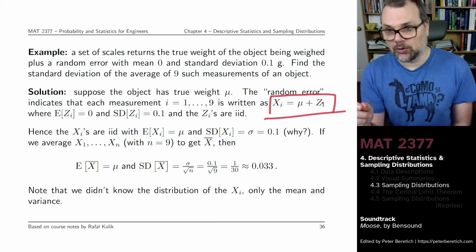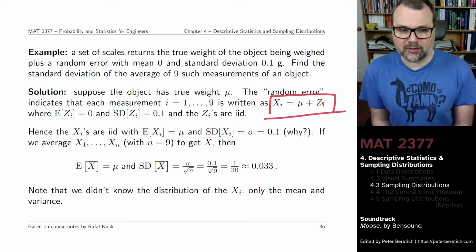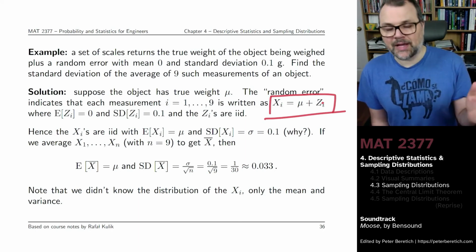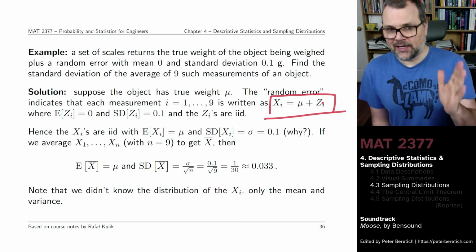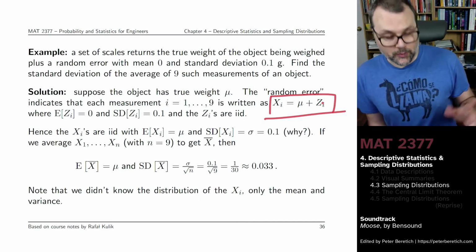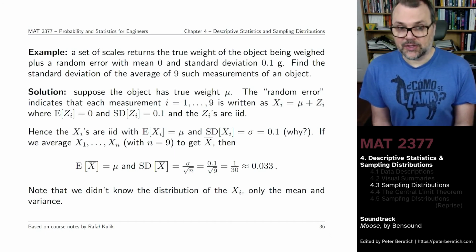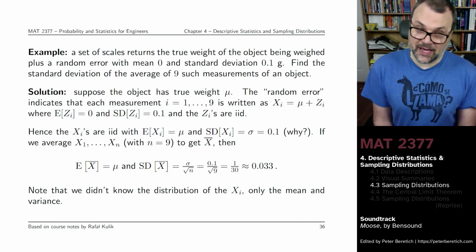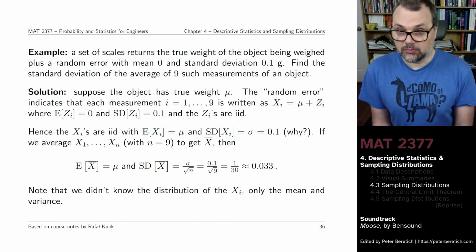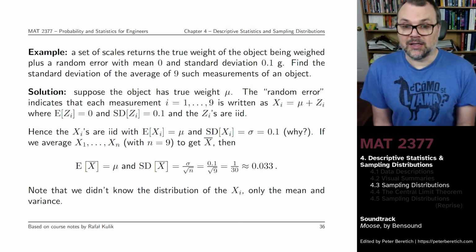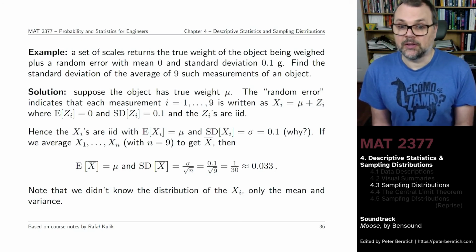Call this the residual from the true weight. And what the problem is telling you is that the expectation of that noise, that random error, is 0 and its standard deviation is 0.1. And assuming that you have independent weighings, then the Zi's are IID. This is an assumption you have to make if you want to be able to answer this question. If the Zi's are IID, then so are the Xi's. Now the expectation of the Xi's will be mu. It's not 0 anymore because it's whatever mu would be. And the standard deviations would still be 0.1.